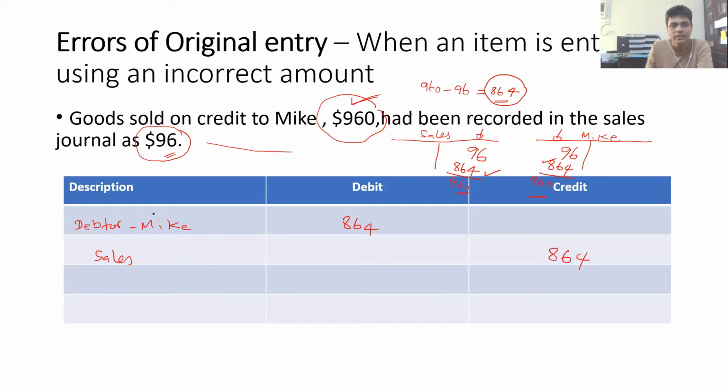So you can say being correction of credit sales recorded less. Take down.